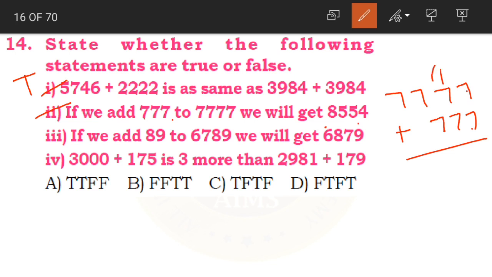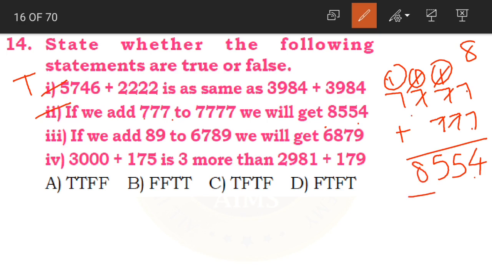8554. 7 plus 7 is 14. 1 here, 4 written down. 1 plus 7 is 8, 8 plus 7 is 15. 5 here, 1 carried. Now again 1 plus 7 is 8, 8 plus 7 is 15, 5 here, 1 carried, 1 plus 7 is 8. What did we get, children? 8554. That is what they have given here. So statement 2 is also true.